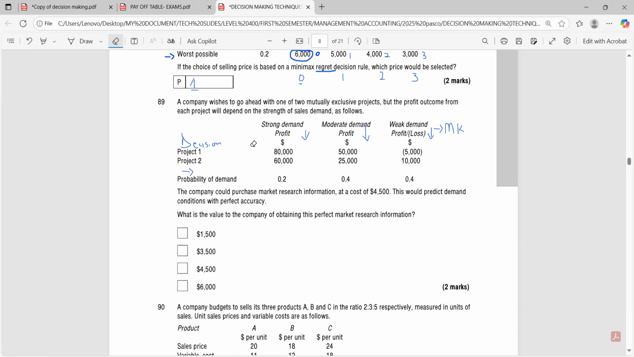Now, what is the value to the company of obtaining this perfect market research? This is expected monetary return. We need to use the expected value to decide this question. And you know how to use the expected value. Under project 1: 0.2 times 80,000, 0.4 times this, 0.4 times this. Then you come here: 0.2 times 60,000, 0.4 times 25,000, 0.4 times 10,000. You add up, and then you select the highest, less the cost, and you should get the final answer.